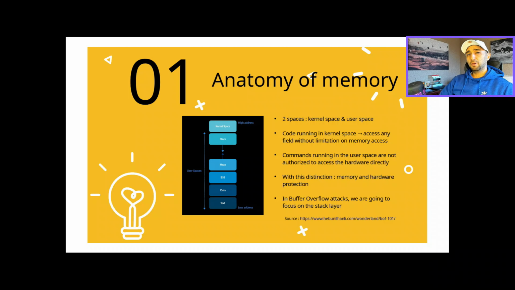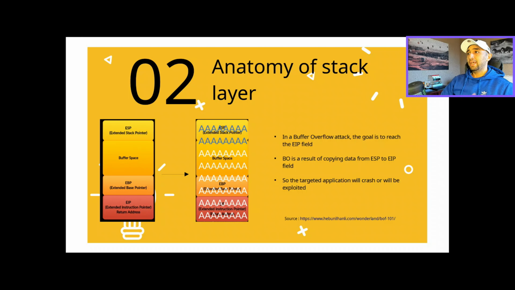In the buffer overflow attack, we have one field which is targeted. This is the stack layer. And inside the stack layer, as you can see, we have different layers, the ESP, etc. to the EIP. The goal here is only to reach the EIP zone. If we reach this zone, the targeted application will be crashed or will be exploited.